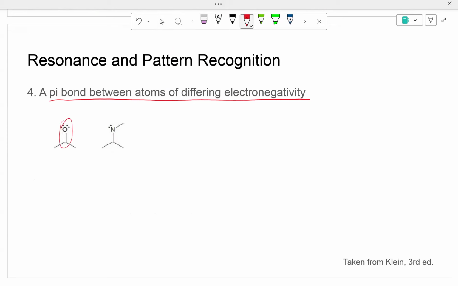You got carbon, you got oxygen. If you look at the periodic table, hopefully you remember your periodic trends. That was one of those things that I told you to review at the very beginning of the semester. Oxygen's a lot more electronegative than carbon. So if I'm going to move these pi electrons towards either carbon or oxygen, which one should I move them towards? I'm going to move them towards the oxygen.